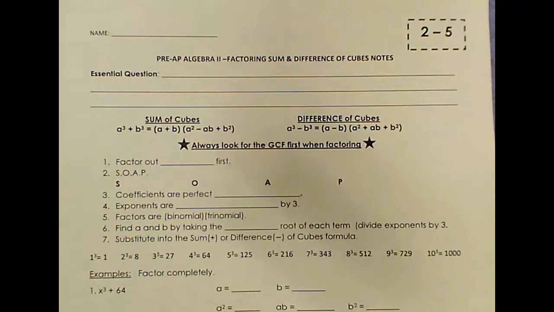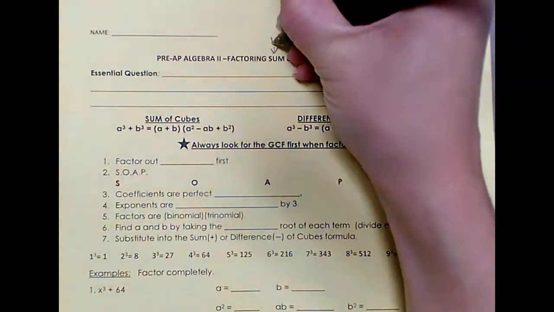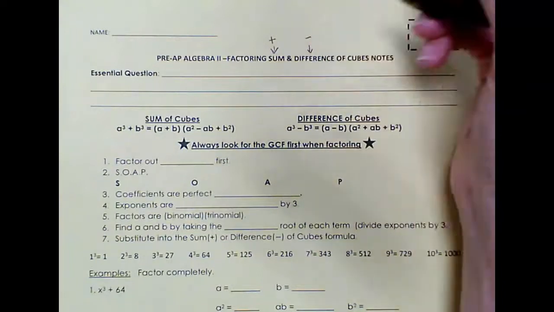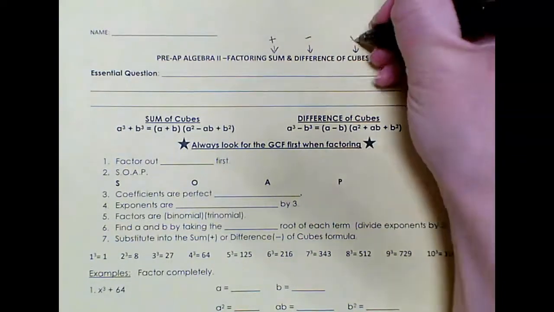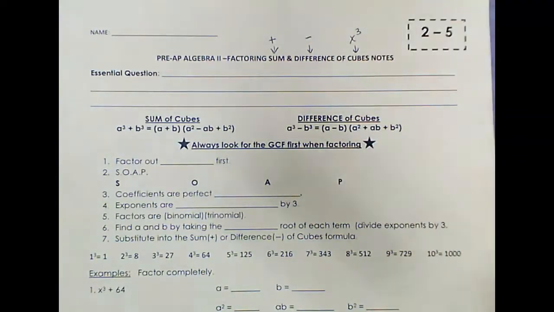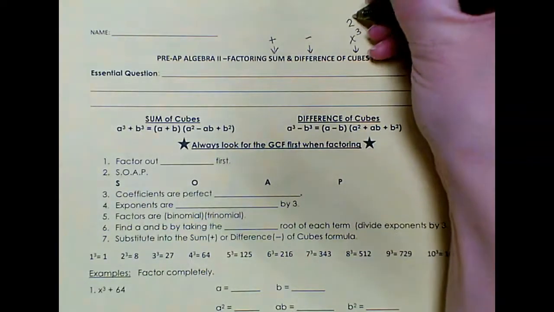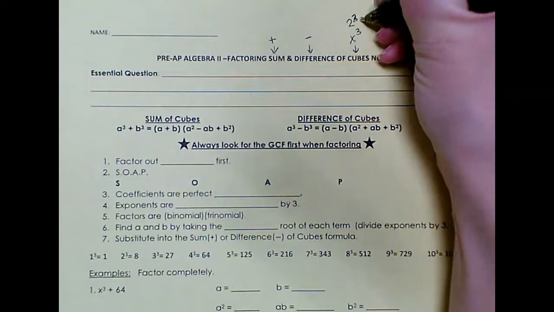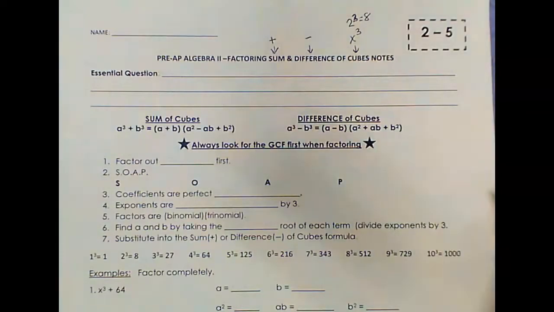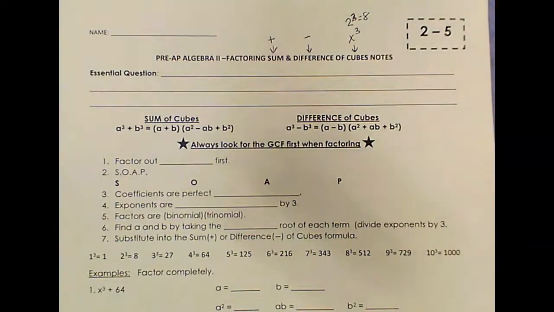Today we're going to talk about the sum and difference of cubes. The sum means adding, the difference means subtracting, and cubes means something raised to the power of 3. It could be a variable, or it could be a number, so 2 raised to the power of 3 would be 8, so 8 is a cube. Just things that are raised to the power of 3, those are cubes.